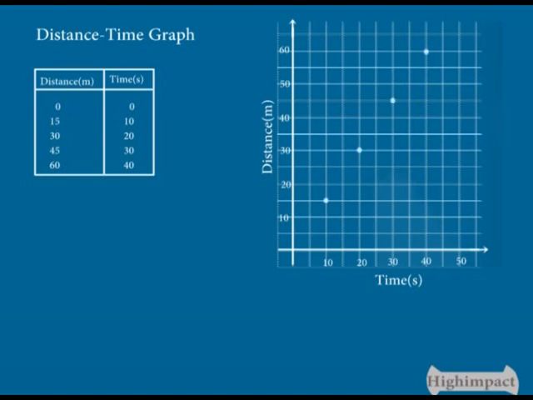Plotting these points, we shall obtain such a graph. The graph is linear. If we choose any 2 points, say A and B, and calculate the gradient, change in y over change in x, this time we'll be calculating change in distance over change in time. The gradient we obtain is 1.5 meters per second. In a distance time graph, the gradient of such a graph gives the speed of the body.